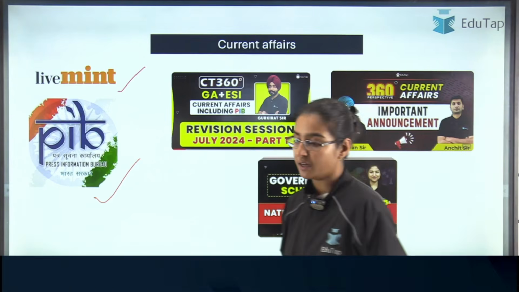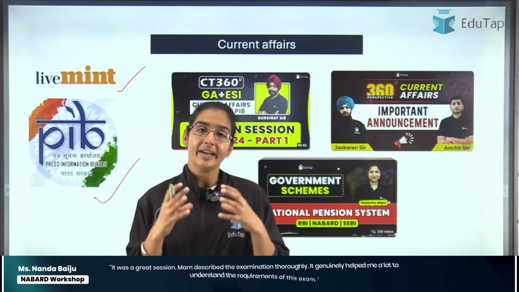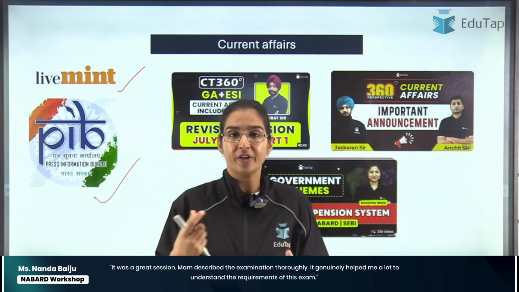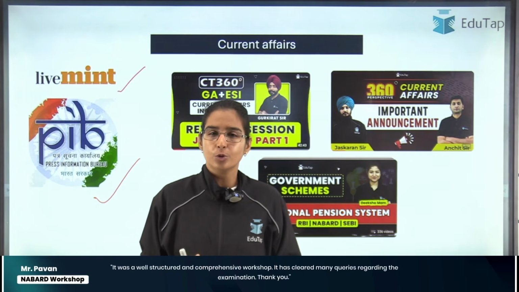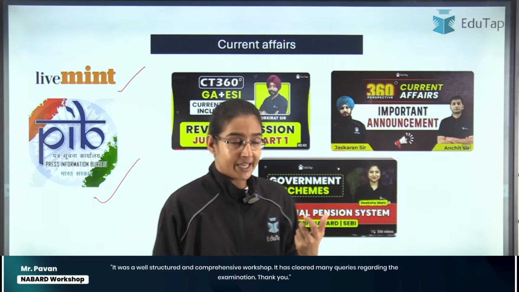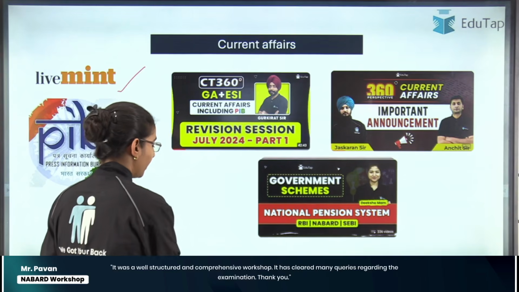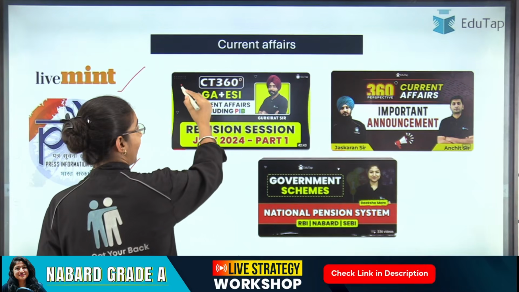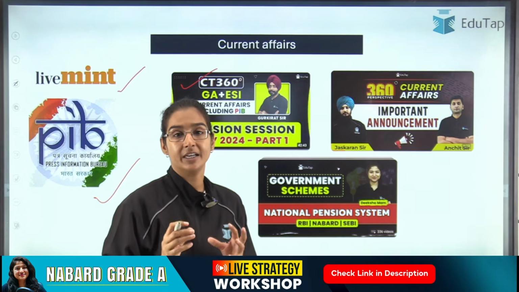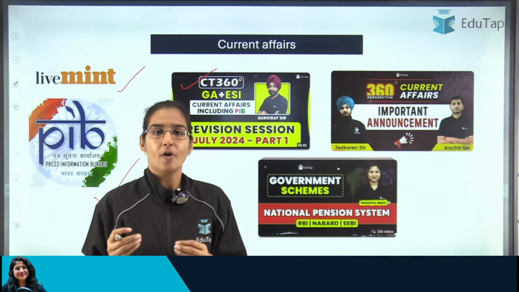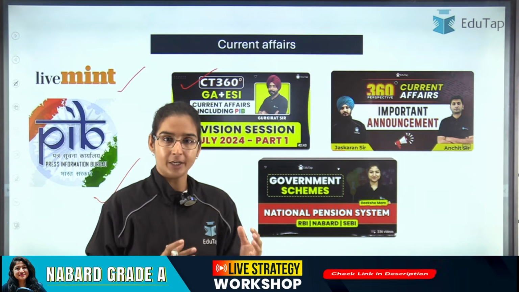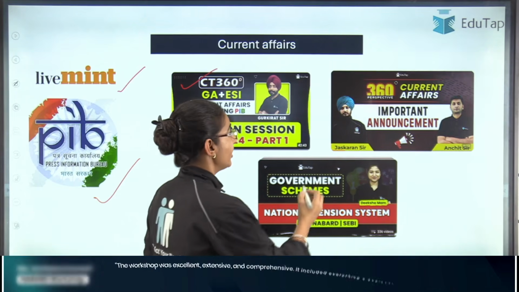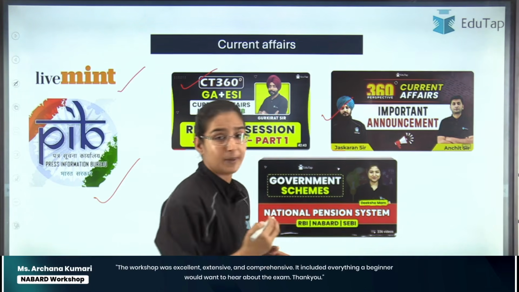And apart from that, if you want a crux, if you want the already collected news, if you are short on time, if you are somebody who is a working professional and you don't have the time to go through the website and navigate through them, then what you can do is please refer to our current affairs playlists, dedicated playlist for current affairs. For example, we have CT360. CT360 is for the GA and ESI of NABARD Grade A examination. So all the GA news and all the ESI related current affairs will be covered here in this playlist. Apart from that, we have perspective 360, right?